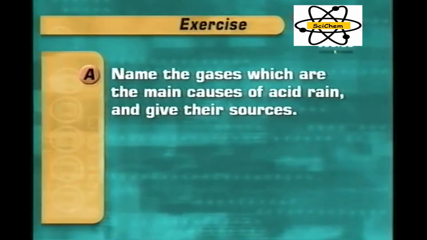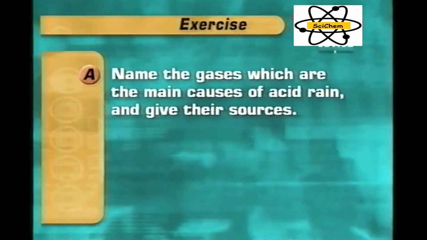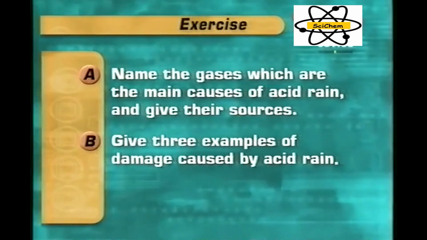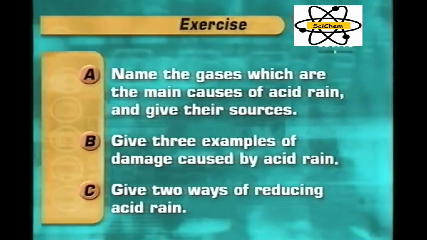Now answer these questions. Name the gases which are the main causes of acid rain and give their sources. Give 3 examples of damage caused by acid rain and 2 ways of reducing acid rain.